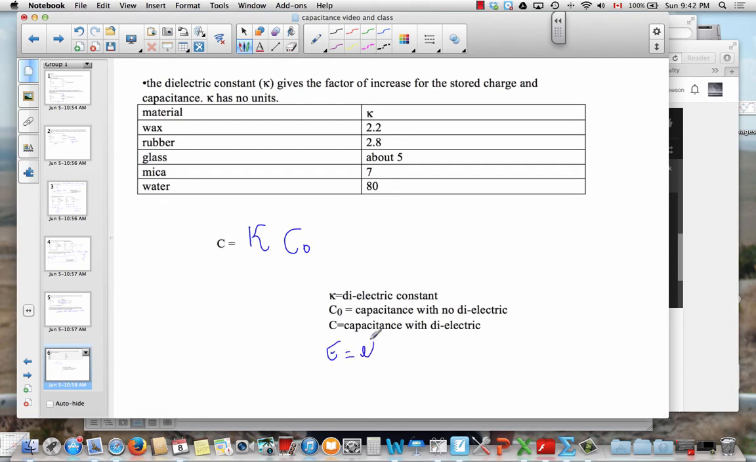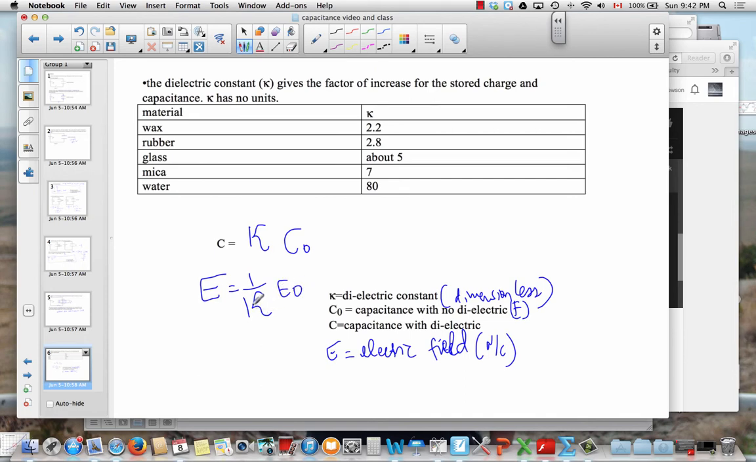We could say that if E is the electric field, and let's spell that properly, F-I-E-L-D, and that'll be in newtons per coulomb, and capacitance is in farads, and dielectric constant has no units, it's dimensionless. Then we say the electric field is actually reduced by the presence of the dielectric. That's the letter kappa right there. So this is the electric field with no dielectric. This is the electric field with a dielectric.